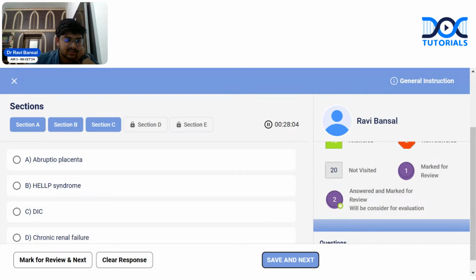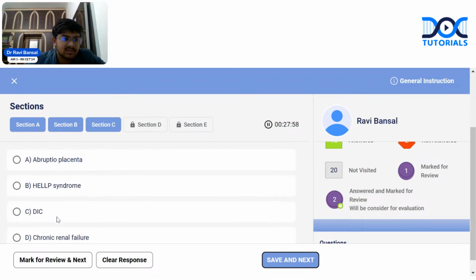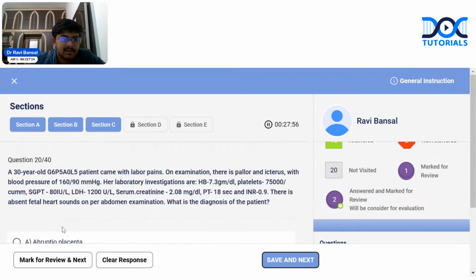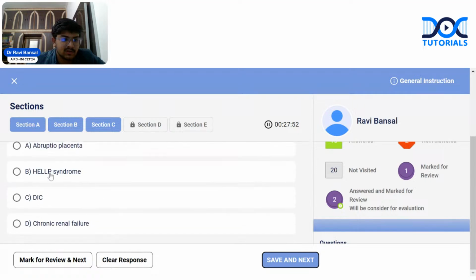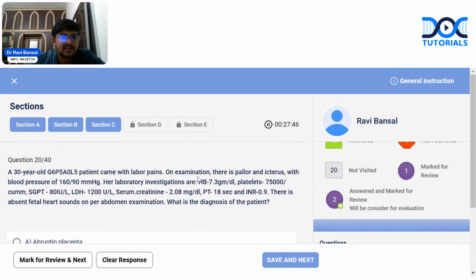So, what can be the diagnosis? Chronic renal failure cannot be the answer. DIC, I don't think so. HELLP syndrome. Like hemolysis, there is low hemoglobin. Okay, low platelets, 75K is low, and elevated liver enzyme. So this is HELLP. They have given low hemoglobin, so obviously hemolysis is going on.